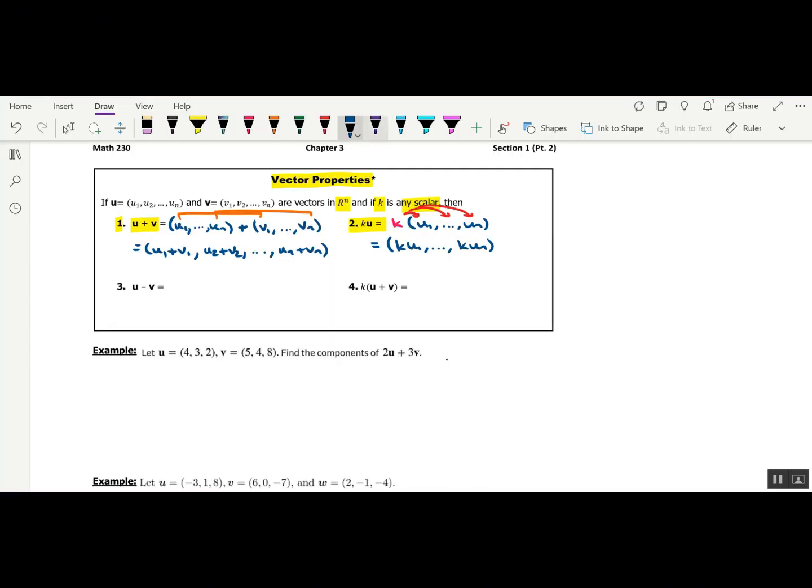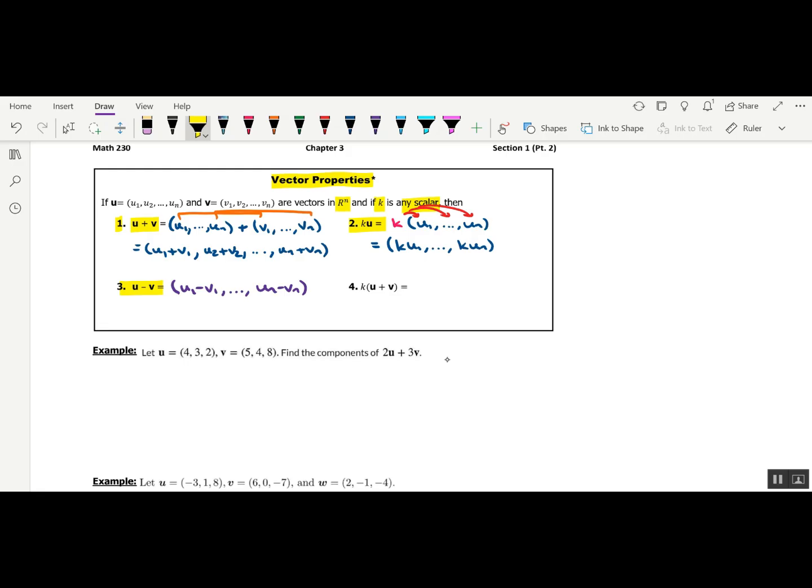Continuing on, we're going to do u minus v, and I'll jump straight to the formula for this. It'd be parentheses u1 minus v1, comma, dot, dot, dot, all the way down to un minus vn. So you subtract corresponding components.